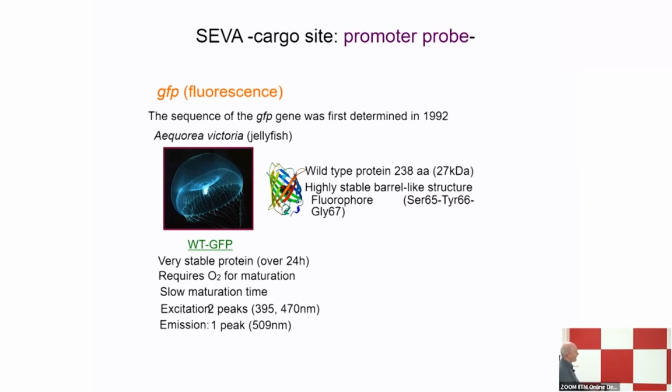But then, the king or the queen of the last 10 or 20 years in the area of reporters is GFP. So GFP, as you know, comes from these jellyfish that are found in many seas. There are many variants of GFP. Some of them are natural, others are engineered, and so on, and it has a number of characteristics that make it very, very appealing.